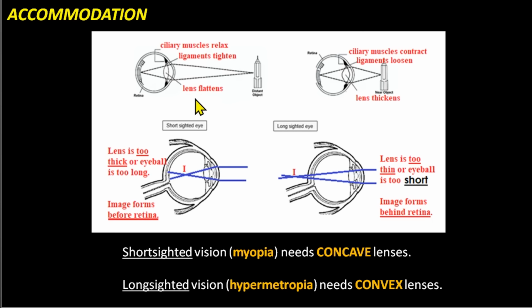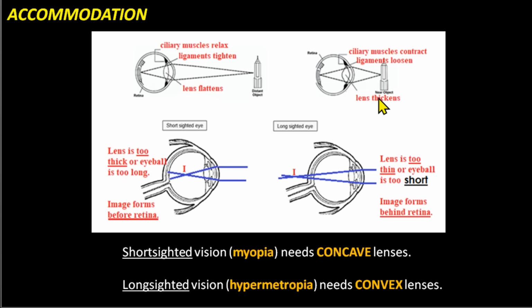So once again, you can see here, if the person is looking at a distant object, their lens would flatten. This is because the ciliary muscles relax and the suspensory ligaments are going to tighten.